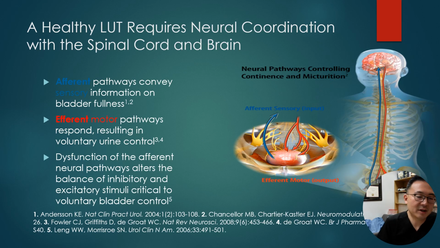So as you can see, a healthy lower urinary tract requires neural coordination with the spinal cord and brain. And just to review, the afferent pathways convey sensory information on bladder fullness, and the efferent motor pathways respond, resulting in voluntary urinary control. And dysfunction of the afferent pathways alters the balance of inhibitory and excitatory stimuli critical to voluntary bladder control. And there's been a lot of debate over conditions such as overactive bladder, is it an afferent or efferent issue? And it seems that most people these days believe it may be an afferent signaling issue that leads to abnormal signals conveying a sense of urgency and frequency.